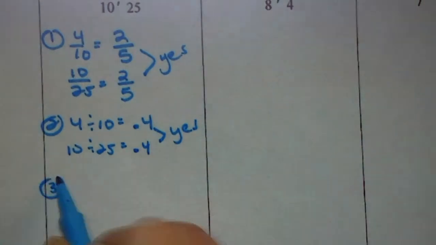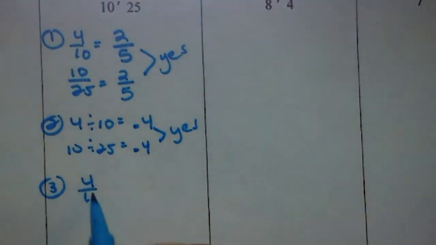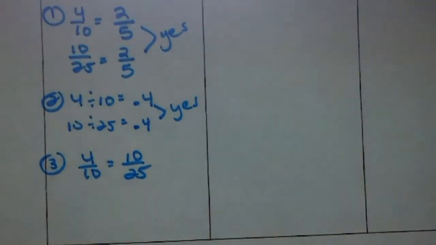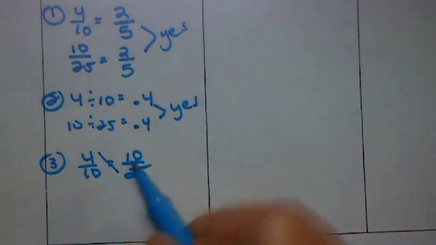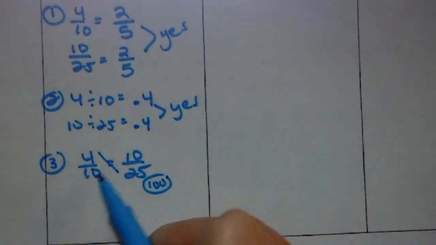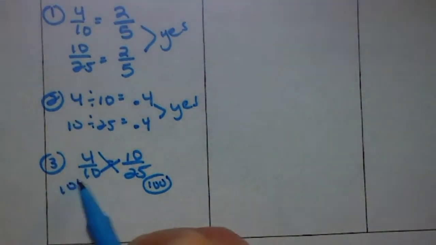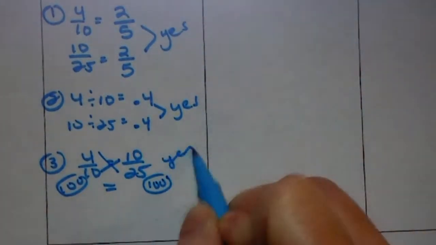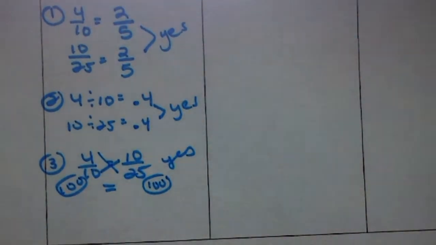All right, so number 3, we can use cross products to see. So in this one, here are our ratios. We want to know, are these the same? So if we cross multiply, 4 times 25 is 100. 10 times 10 is 100. 100 equals 100. So no matter which way you look at it, the answer's yes.